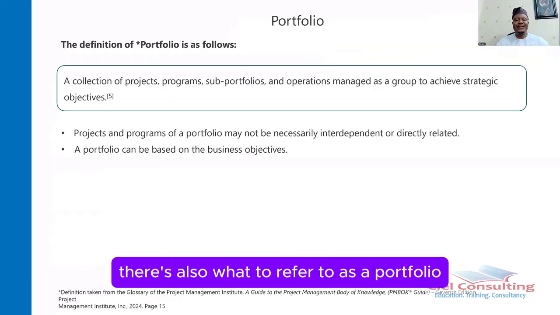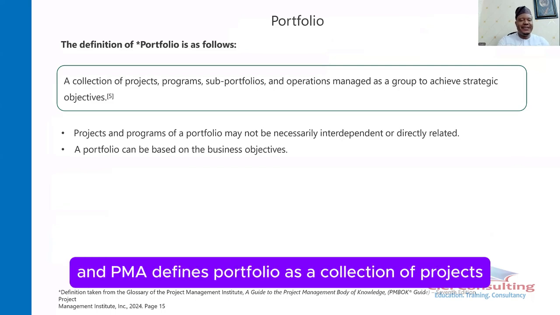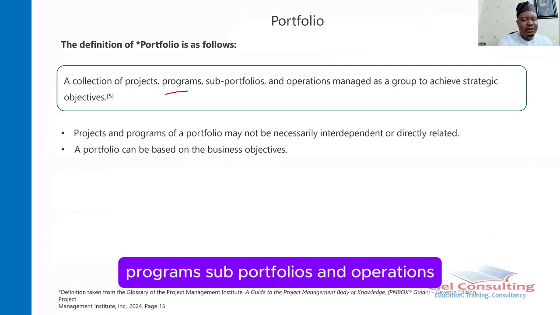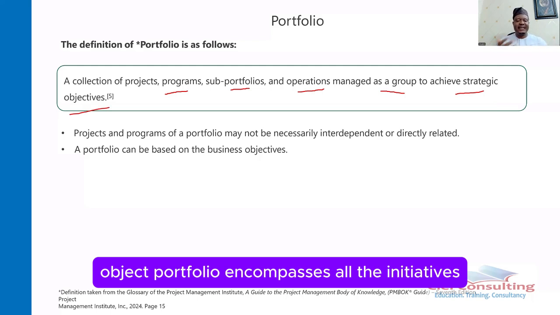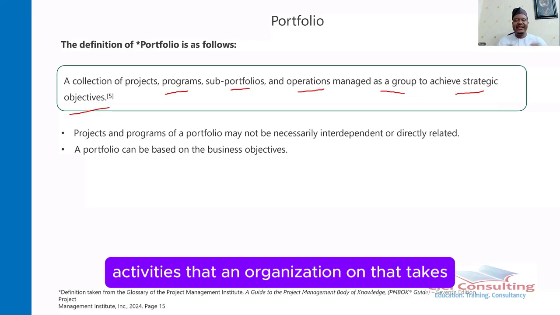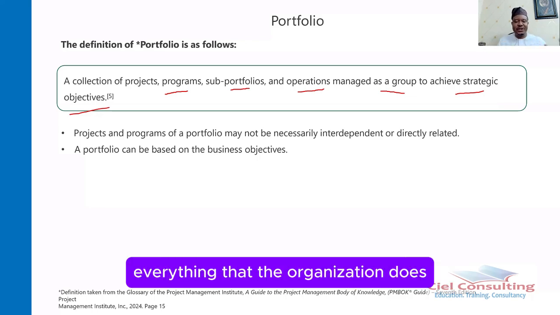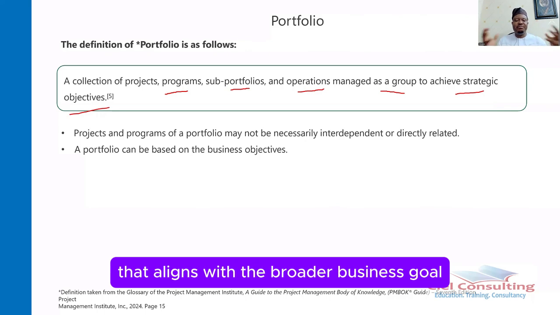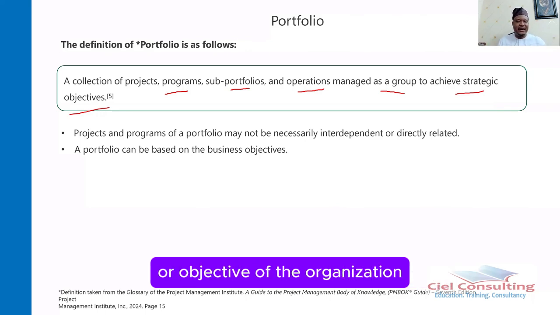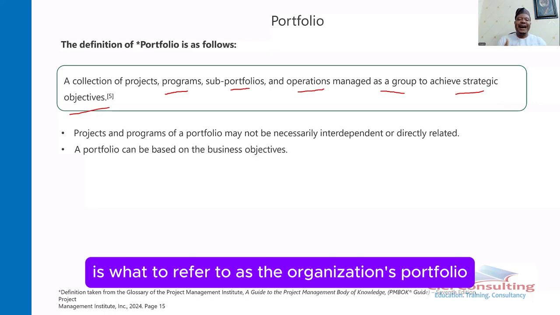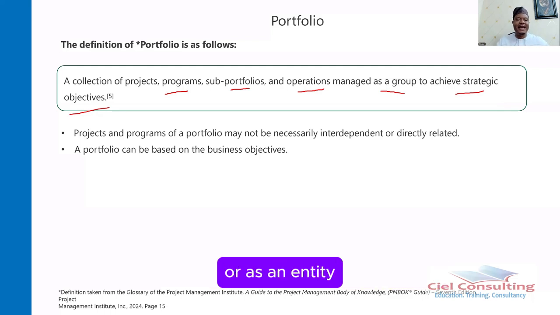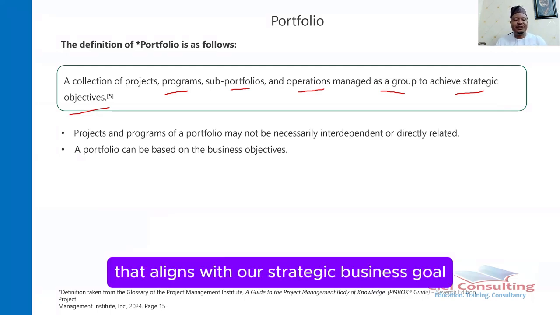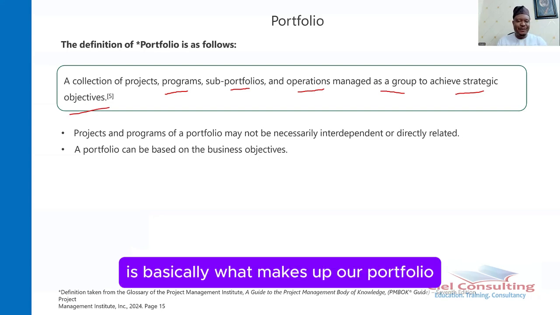Beyond the word program, there's also what we refer to as a portfolio. And PMI defines portfolio as a collection of projects, programs, sub-portfolios, and operations managed as a group to achieve strategic objectives. Portfolio encompasses all the initiatives, activities that an organization undertakes. Literally speaking, everything that the organization does that aligns with the broader business goal or objective of the organization is what we refer to as the organization's portfolio. Everything that we do as an organization or as an entity that aligns with our strategic business goal is basically what makes up our portfolio.